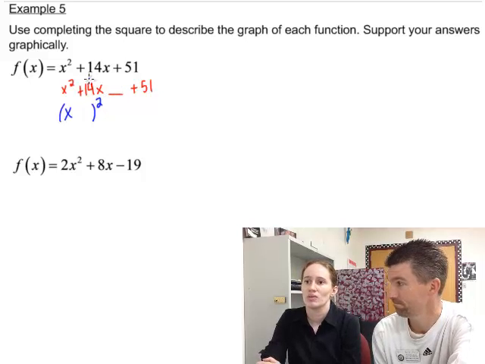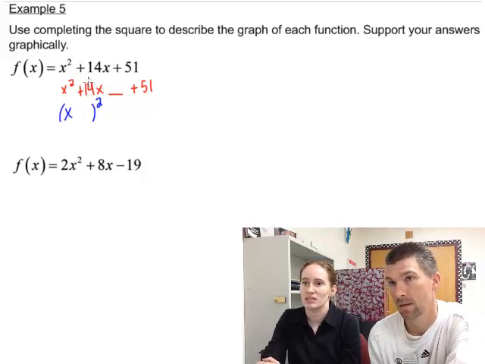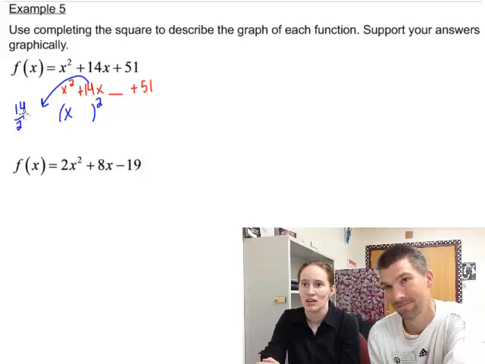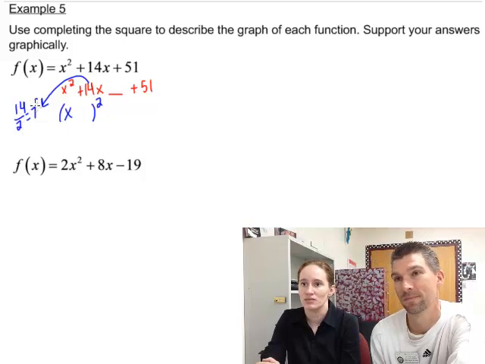Dr. Hoffen squared. You always take this number 14, the number in front of x, and you half it, and then you square it. Hoffen squared. So what we would put here is a plus 49.